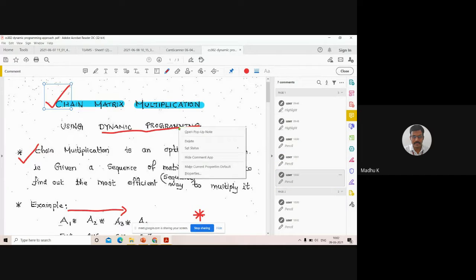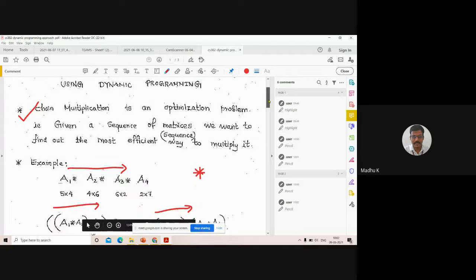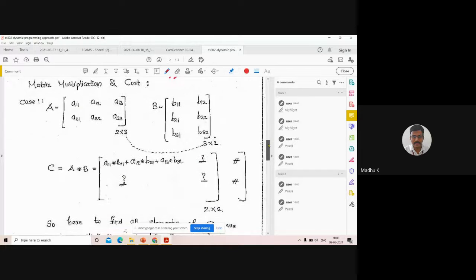Now, before discussing, I ended here. We can use the dynamic programming approach to find the optimal sequence of multiplication. There exists a way. Before that, I am introducing some basic concepts of matrix multiplication. Then only we can understand how the dynamic programming approach will work.